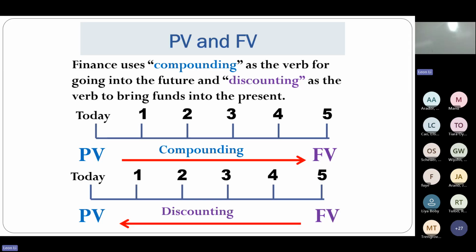Finance uses compounding as a verb for going into the future. Right? So you can see the compounding. In our FV, we move earlier money to the future, and you can see the compounding effect. Discounting is the verb for bringing funds or money into the present. So you can see the later money, FV, brought to present value. This direction is discounting, right?